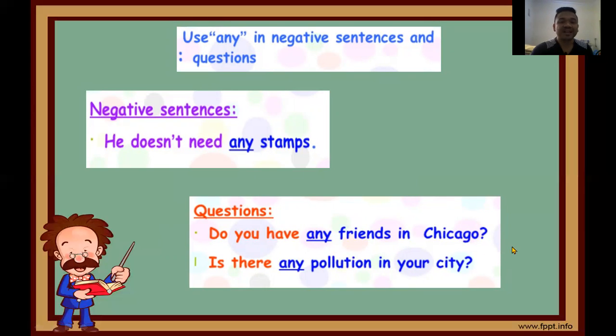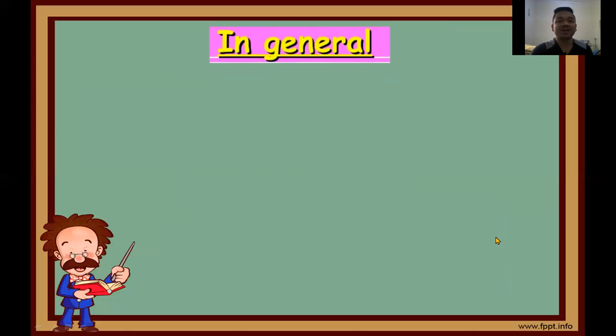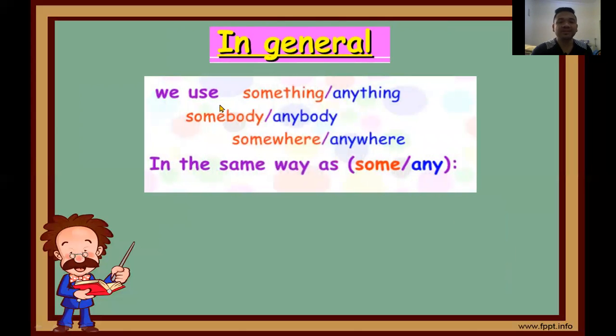Take note. Now, in general, we use something, somebody, somewhere, anything, anybody, and anywhere in the same way as some and any. So in general, something, somebody, somewhere, anything, anybody, anywhere have the same usage as some and any, simply because they start with some and any. As easy as that, or as simple as that.